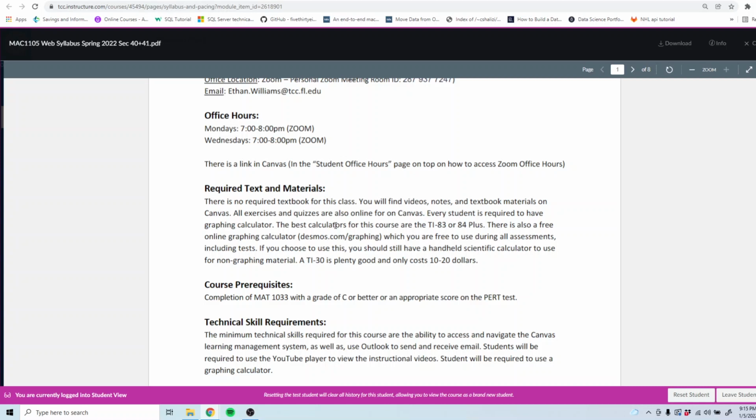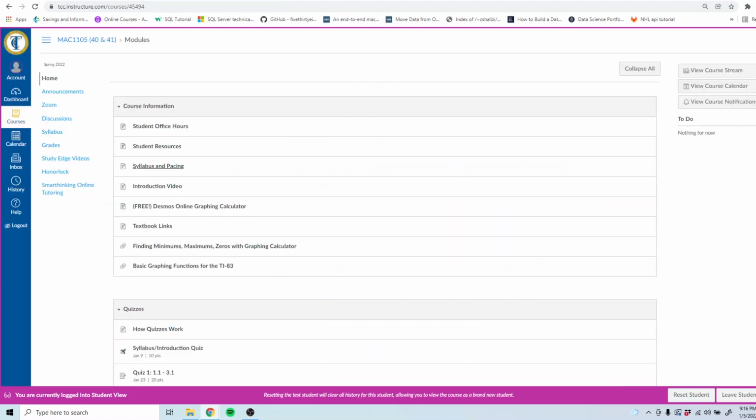So if you read this, you'll see it says every student is required to have a graphing calculator. And the best ones are TI-83 or 84 Plus. Now, if you already have one, by all means, use it. If you do not have one, these are about $100. And if you don't want to put that much money into it, there's a free online graphing calculator, which you are free to use during all assessments, including tests. So I won't go through it now, but that's right here, also in the course information tab on top.